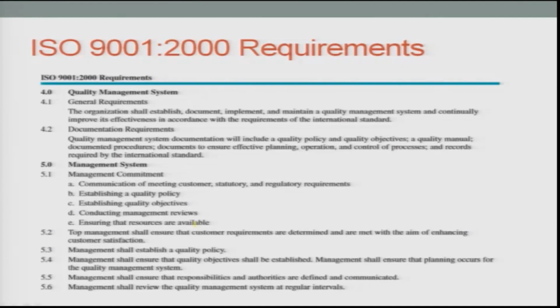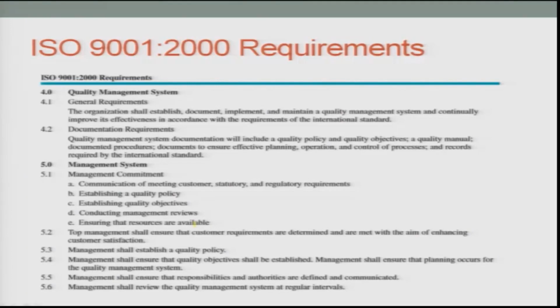Documentation requirements would be done in such a way that the quality management system documentation will include a quality policy and quality objectives. A quality manual should be there, such that documents ensure effective planning, effective operations, and effective control of processes and records required by the international standard. There should be management systems also, which should include management commitment, communication of meeting customer, statutory and regulatory requirements as per the ISO 9001:2000 series.